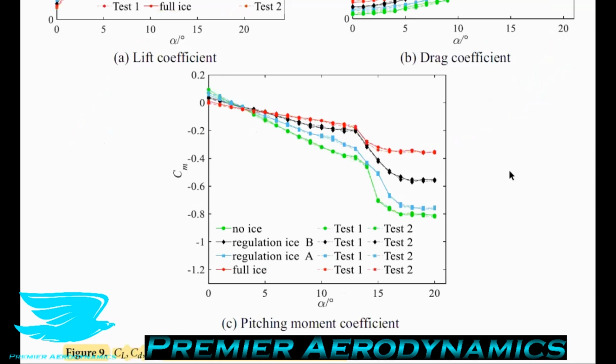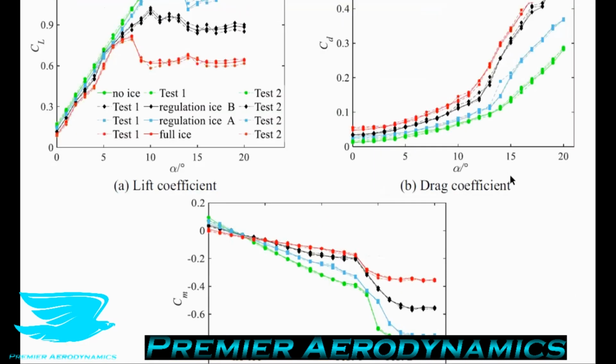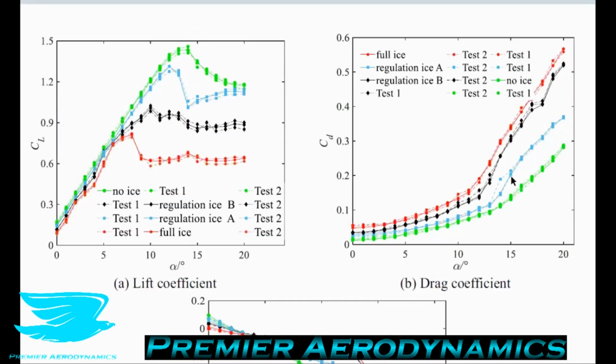So in figure 9, they say the maximum lift coefficient of the full ice state reduces by 53.4% and the stall angle reduces by 42.9% when compared with the no ice state. This is because ice accretion changes the aerodynamic shape of the wing surface. The flow field characteristics become worse, and this aerodynamic stability gradually deviates from the stable state. So there's a lot here.